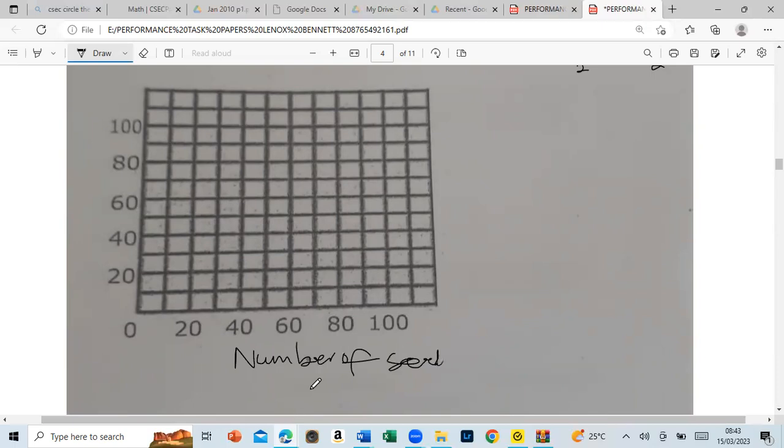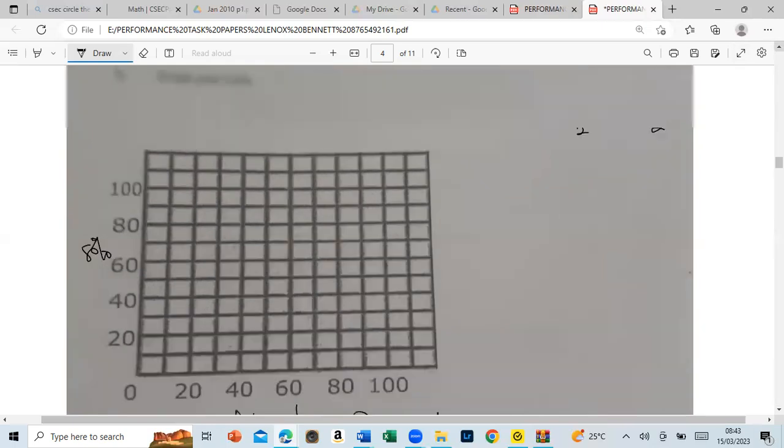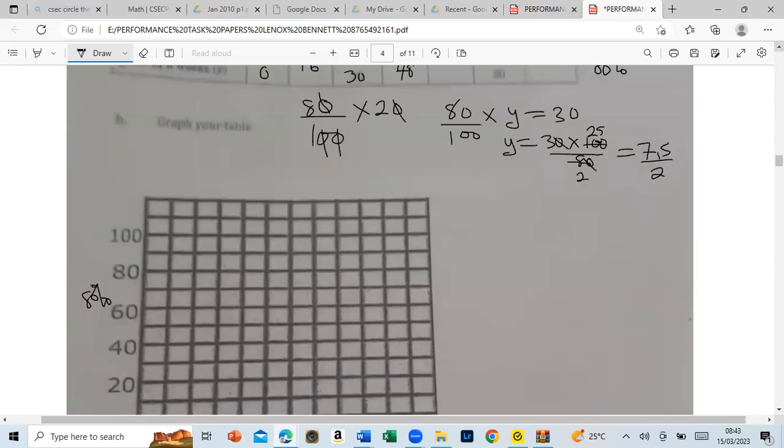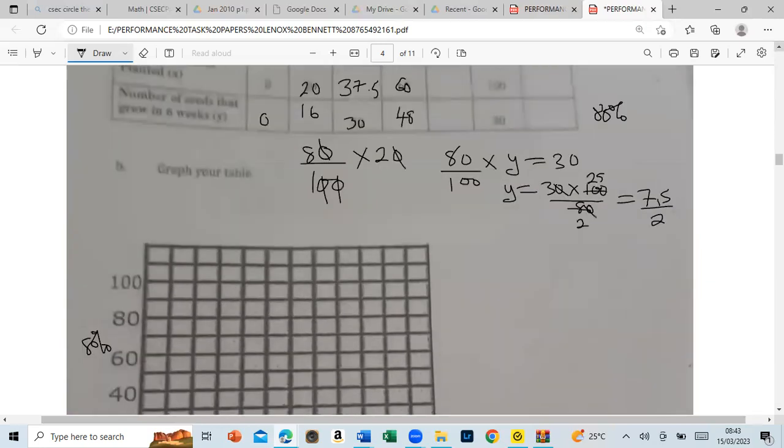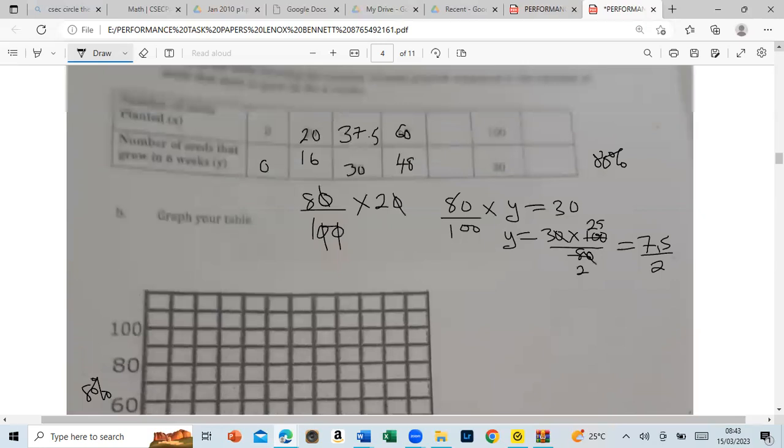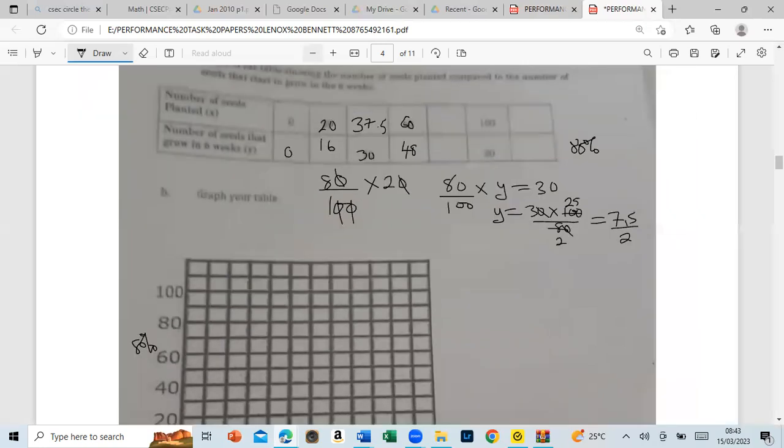Alright, so these are the ones that we plant, and these are the ones that germinate, the 80%. So we just have to match the numbers. I can show you guys a little trick. I'm not sure if it's a straight line graph. If it was a straight line graph, then you could have just got the endpoints. But you know, you guys are young. I'm not teaching you a shortcut.